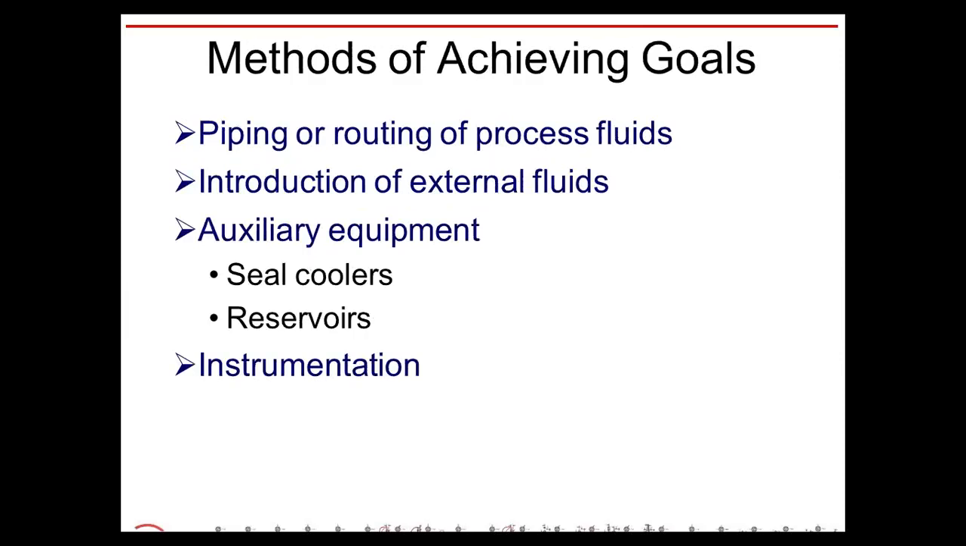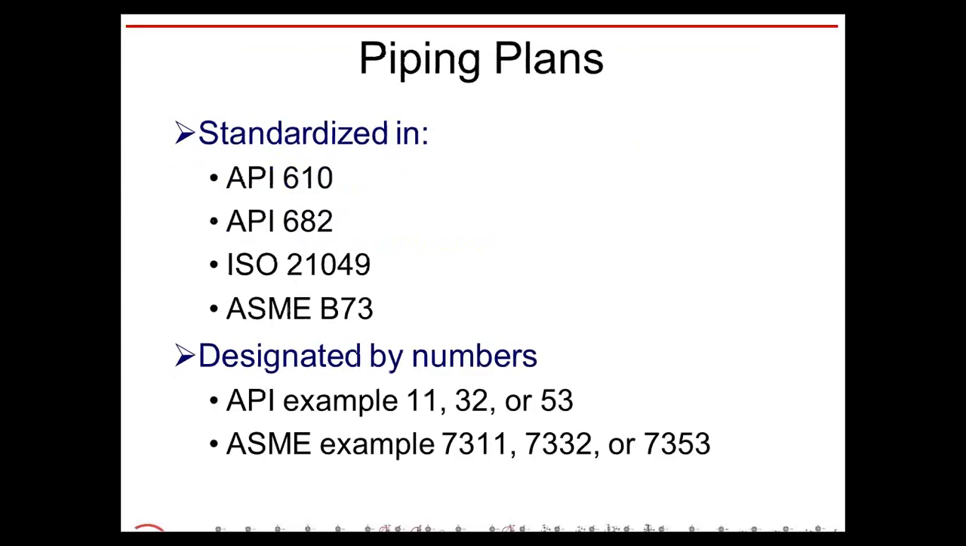Now, methods of achieving these goals. You want to make sure your piping or routing of the process fluids is proper. In some cases you want to introduce an external fluid into the system. You want to make sure you apply the proper auxiliary equipment. That's equipment that is off of the seal: seal coolers, reservoirs, also known as seal pots, if you've heard that term before. And of course, there are added options and instrumentation that can be used to help you monitor the condition of your mechanical seal.